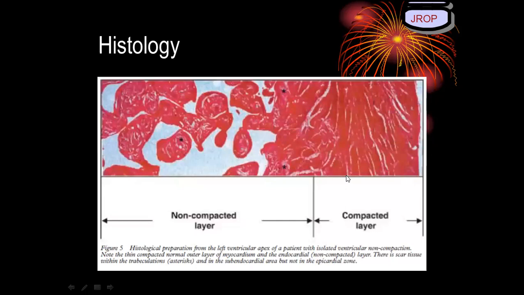And how do they look in histology? This is compacted, where all segments are compressed into one. And this is the non-compacted part of a non-compaction LV. So this is how we look at these cases.